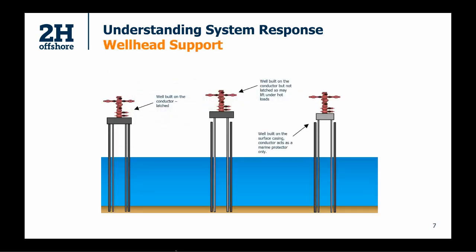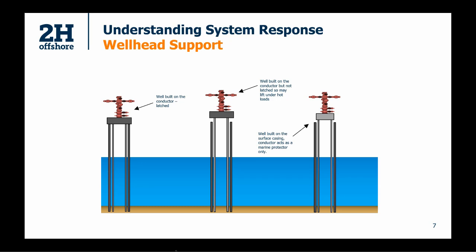So one of the first things to understand is the wellhead support system that you have in place for the conductor. So in the left-hand diagram, you can see that as a conductor-supported wellhead, and that is mimicking one where the conductor is latched onto the conductor. So that's a fairly typical setup that you would see. On the right-hand side of the screen is the opposite. This is a surface casing supported well. So rather than the conductor being the main structural component, it's simply acting as a shield to the environmental loading.